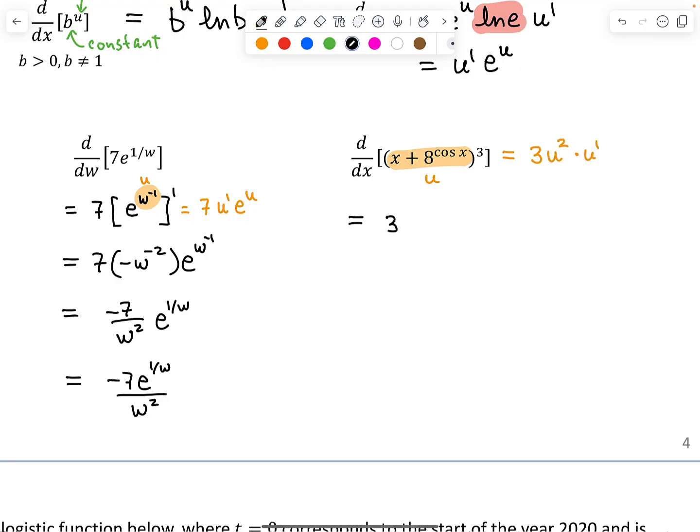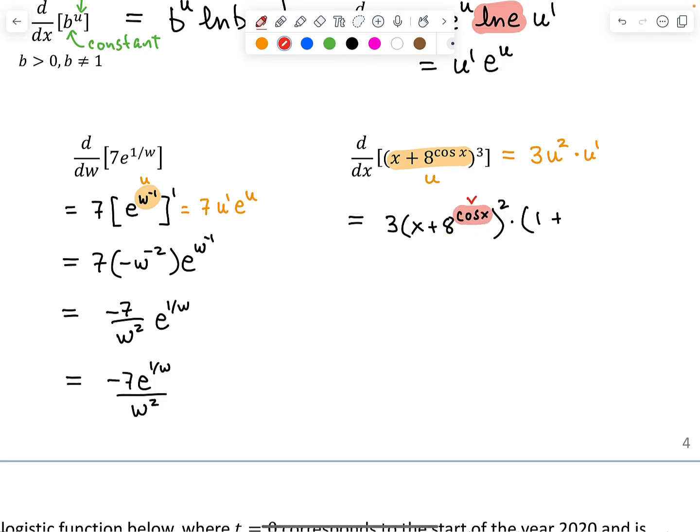So the 3 drops down, the base stays the same, the new power is 2, and now we need to multiply by the derivative of the base. I'll need some parentheses. The derivative of x is just 1 plus, but now I need to differentiate this 8 to the cosine of x. You can think of this cosine of x as some function v.